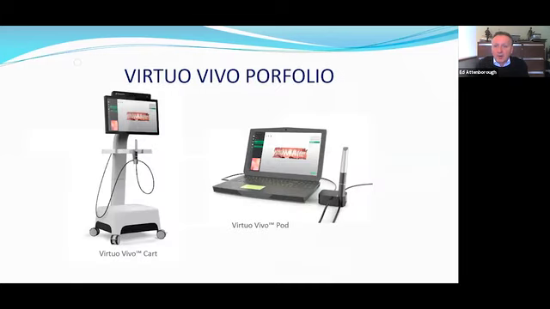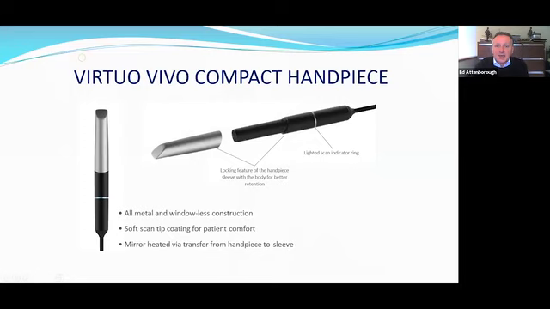The Virtuo Vivo portfolio includes a cart, and there are two versions. There's a cart version and there's a portable version. The cart version would probably be used on one floor in a surgery, or multiple floors upstairs and so on and so forth. There's a little portable integrated version, or it does come in the pod version, which plugs in via USB to a laptop. You can see some of the advantages here in terms of the design of the device.